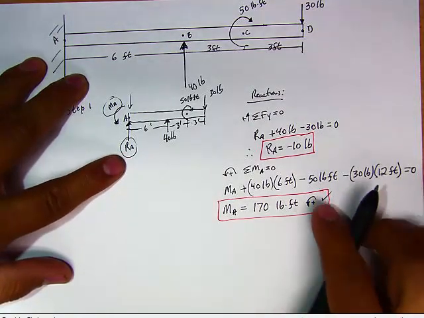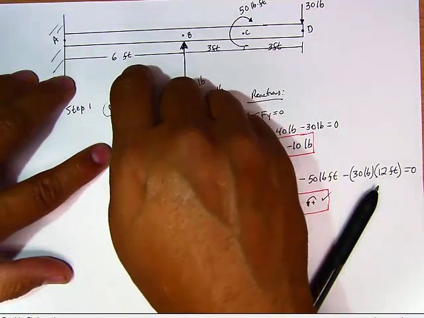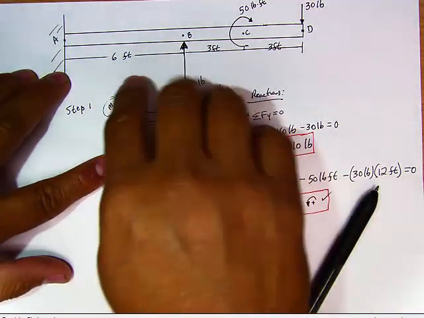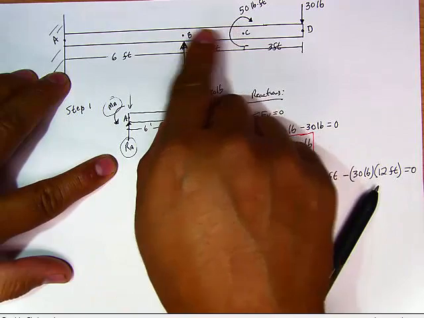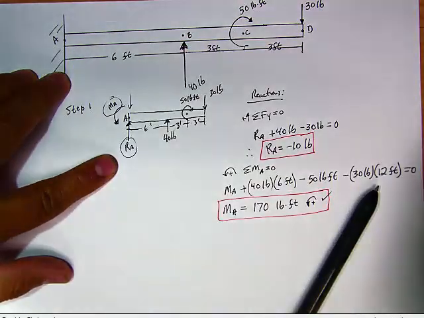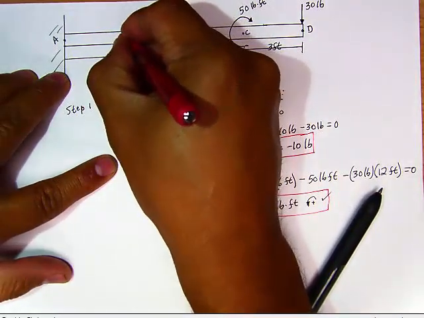All right, so remember, now that we have our reactions, the next step is that we need to take sections. And there are 3 sections that we see here. This will be called section 1.